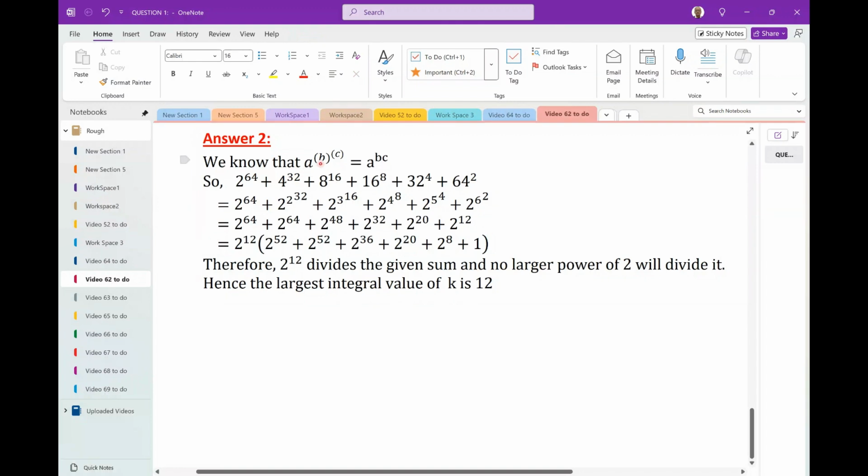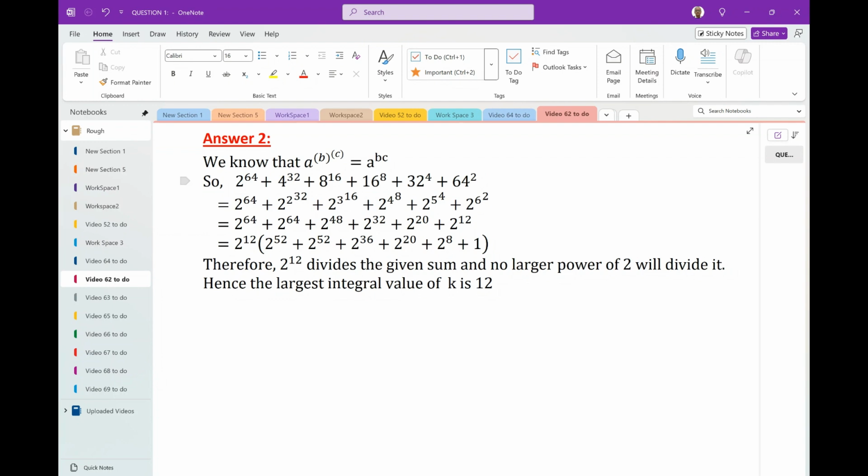We know that a to the power of b whole raised to the power of c is equal to a to the power of bc. Now, the problem is 2 to the power of 64 plus 4 to the power of 32 plus 8 to the power of 16 plus 16 to the power of 8 plus 32 to the power of 4 plus 64 to the power of 2. If you examine the bases of all these terms, you see 2 is 2 to the power of 1, 4 is 2 to the power of 2, 8 is 2 to the power of 3, 16 is 2 to the power of 4, 32 is 2 to the power of 5, and 64 is 2 to the power of 6.